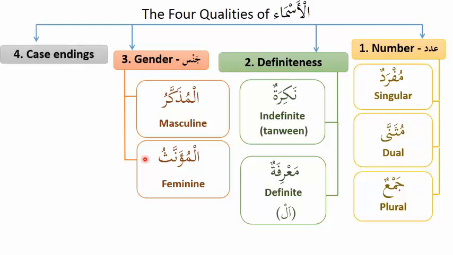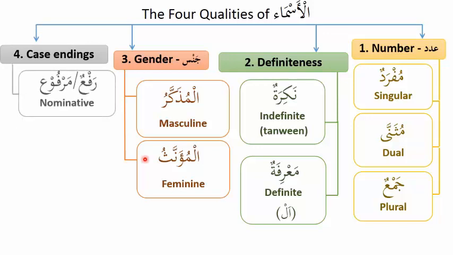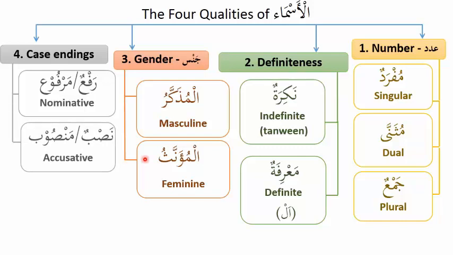The fourth and final category is case endings. Case endings for the asma is either raf'un or marfu'un, which is the nominative case, or it is nasbun or mansubun for the accusative case, or it is jarrun or majrurun for the genitive case. So these are the four qualities of the asma, and this is their explanation. It's a very simple thing, and you already went over it before, so this is a good reminder for you, inshallah.